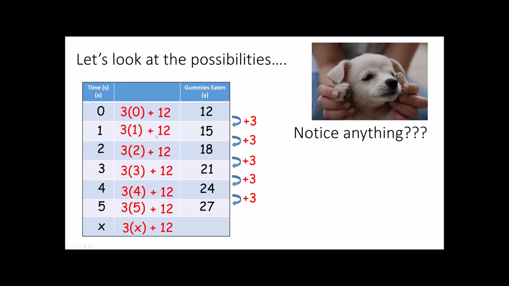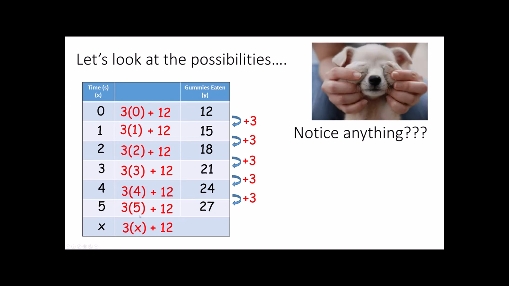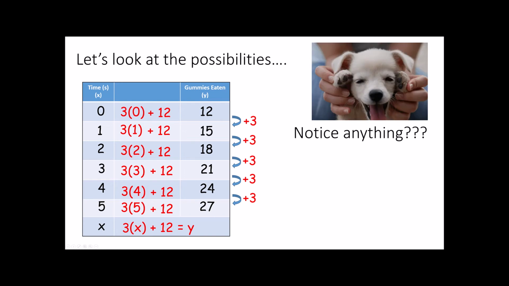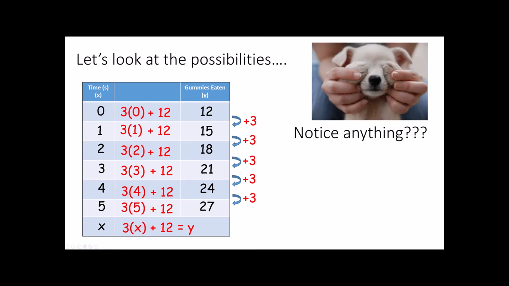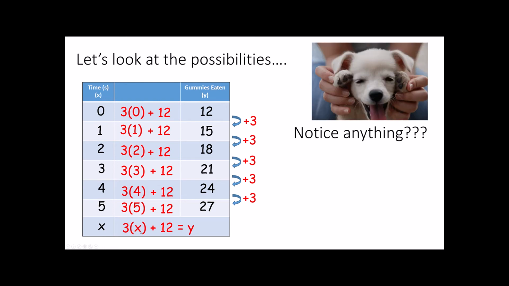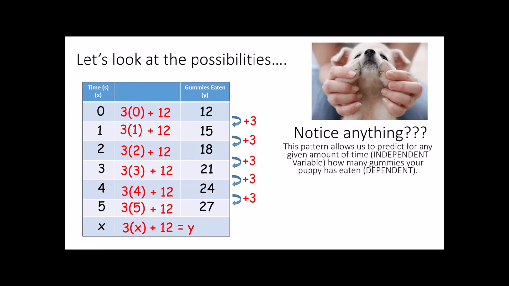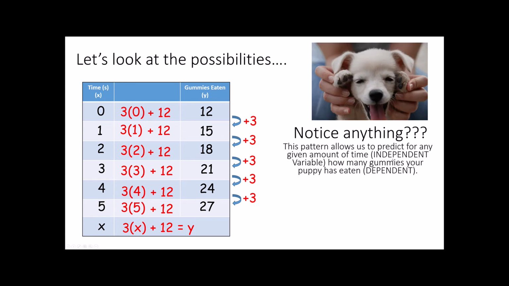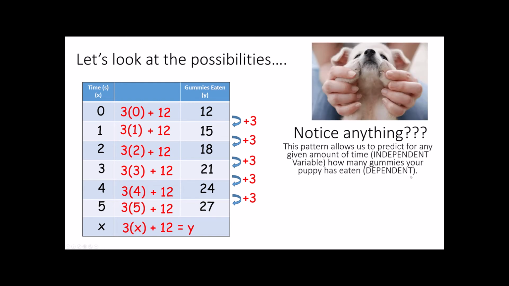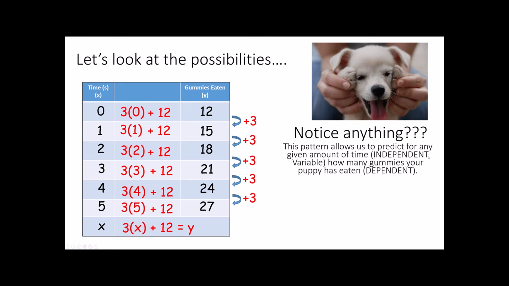But don't forget, no matter how many seconds pass, we always have that plus 12 at the end. This pattern right here can be used to calculate the number of gummies that are eaten. You have an original 12, and then you have however many threes, and that number of threes is going to match the number of seconds. Does that make sense? The pattern allows us to predict for any amount of time, that's the independent variable, how many gummies your puppy has eaten. The gummies depends on how much time has passed.